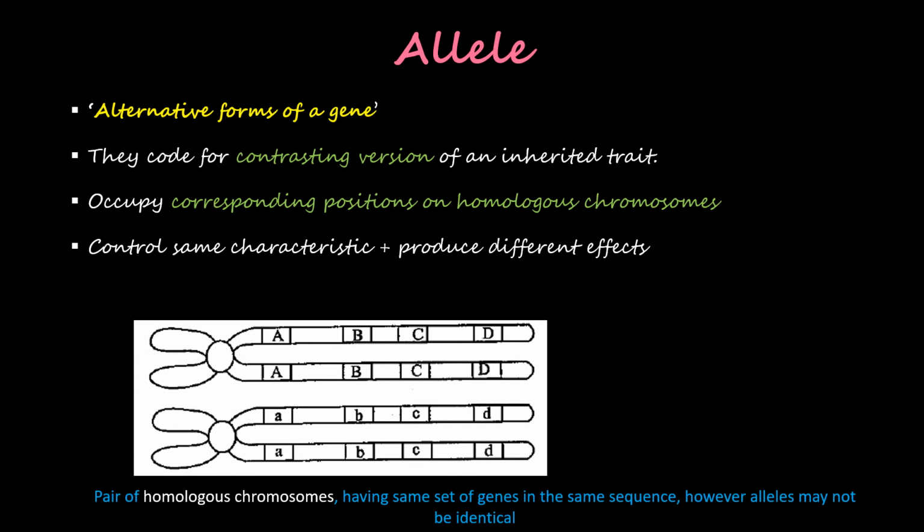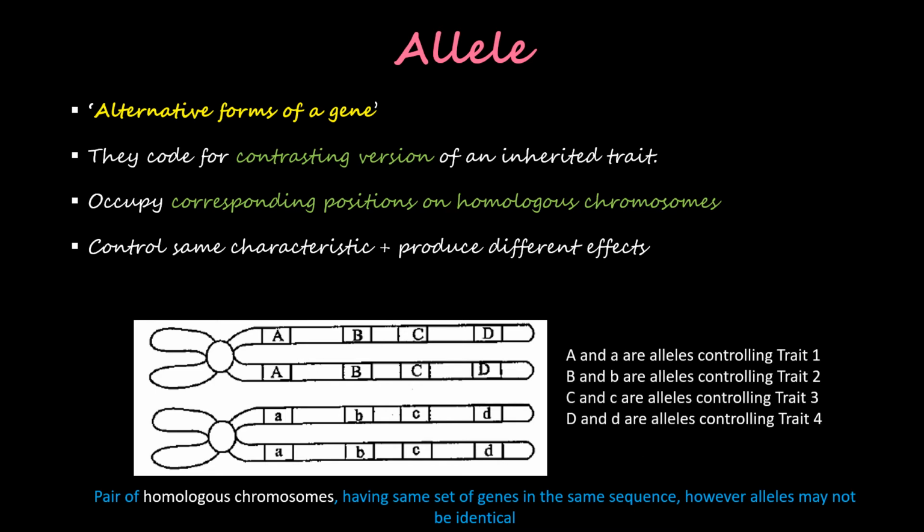So given a pair of homologous chromosomes having the same set of genes in the same sequence, however alleles may not be identical. So we have capital A and small a, the alleles which control trait 1. Capital B and small b are the alleles controlling trait 2. Capital C and small c are the alleles controlling trait 3, and capital D and small d are the alleles controlling trait 4. Whichever allele is dominant is going to express itself in that particular organism and will therefore produce a particular effect in that organism.